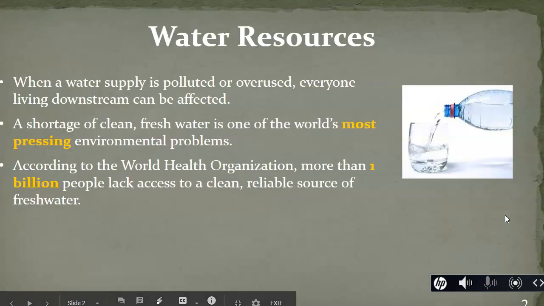So when we talk about water resources, before we can talk about water management, we have to understand that when we pollute or overuse a particular water supply, be it a river, a stream, or a creek, everyone that lives downstream from that can be affected because the pollution is just going to run downstream through our river. And so a shortage of clean, fresh water is actually a huge environmental problem in our world. They spend billions of dollars trying to figure out how to get people clean, reliable sources of fresh water, especially in desert climate communities where they don't have them.